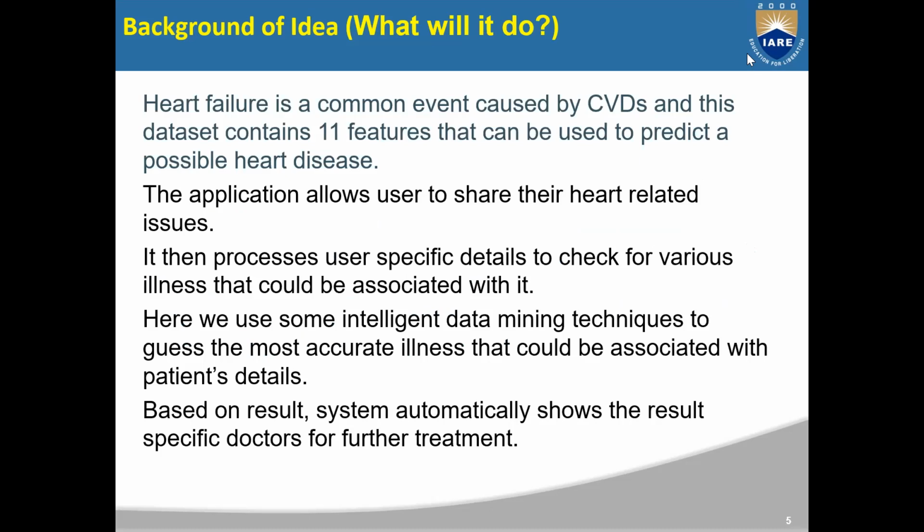Background of the idea, what will it do? Heart failure is a common event caused by CVDs, that is cardiovascular diseases, and this data set contains 11 features that can be used to predict a possible heart disease. It then processes user-specific details to check for various illnesses that could be associated with it. Here we use some intelligent data mining techniques to guess the most accurate illness that could be associated with the patient details. Based on the result, the system automatically shows the result, specific doctors, and further treatment.